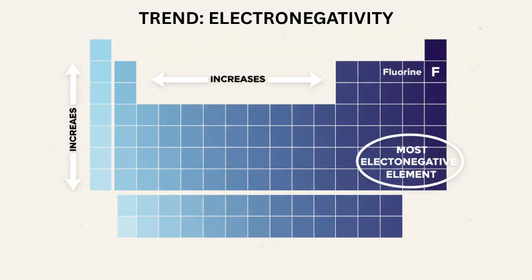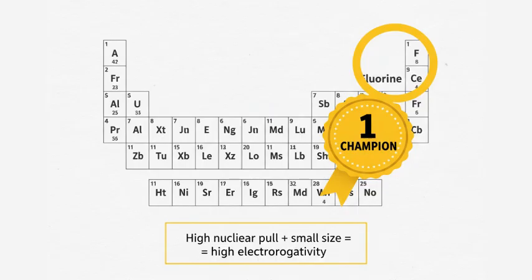And this trend perfectly explains why some elements are so reactive. It follows the same pattern as ionization energy. Electronegativity goes up as you go across a period, and it goes down as you descend a group. And this is exactly why fluorine, sitting up there in the top right corner, is the undisputed heavyweight champion of electronegativity. It's a small atom with a ridiculously strong pull.